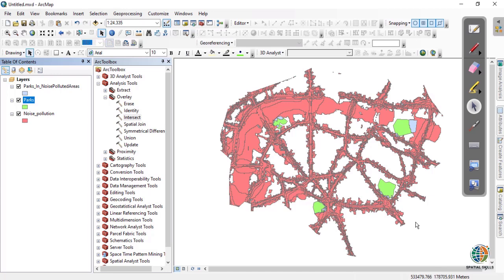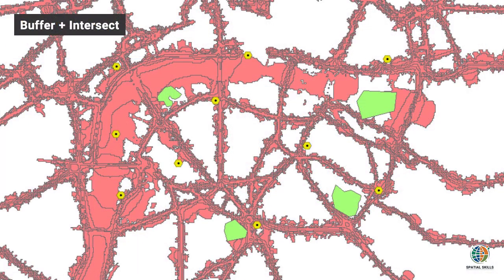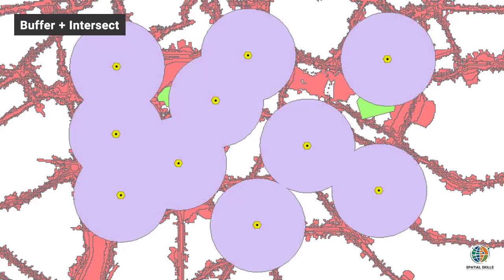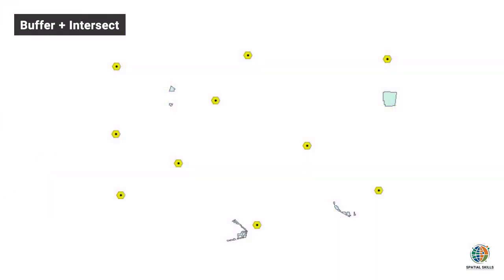Remember how we learned to create buffer zones in the previous video? Combining buffer and intersect can take your spatial analysis to a higher level. Let's say you want to find parks that are both noise polluted and within 500 meters of schools. Here's how. First, use the buffer tool to create 500 meter zones around schools. Then, use the Intersect tool to find overlapping areas of city parks, noise polluted zones, and school buffers. The result shows parks that are simultaneously noise-affected and near schools.